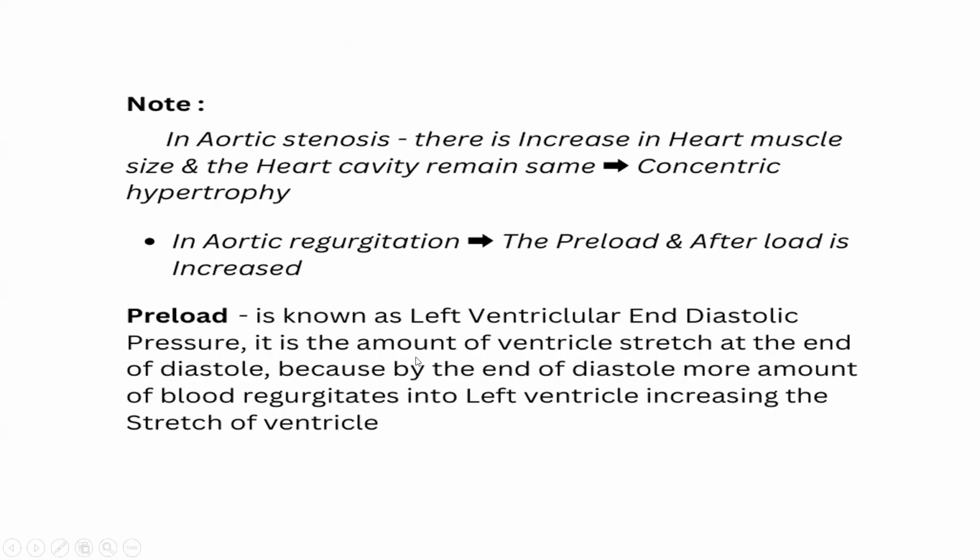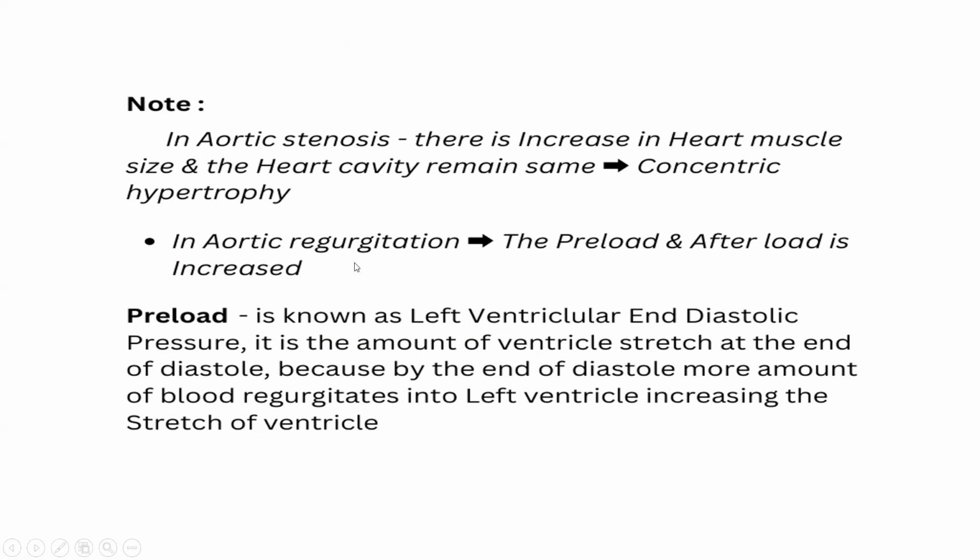In aortic stenosis, there is an increase in the heart muscle size, but the heart cavity remains the same. That's why we call it concentric hypertrophy in aortic stenosis and eccentric hypertrophy in aortic regurgitation. Very, very important. Going to the next concepts now.